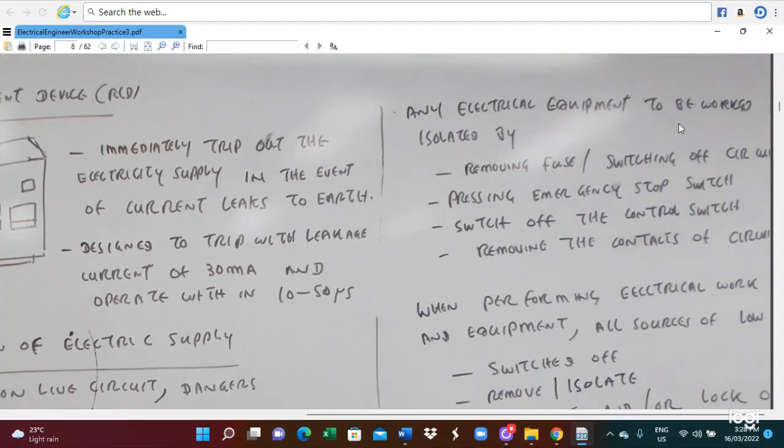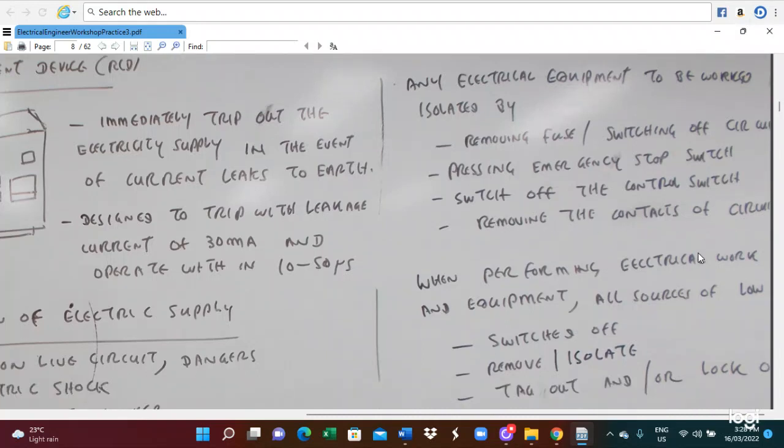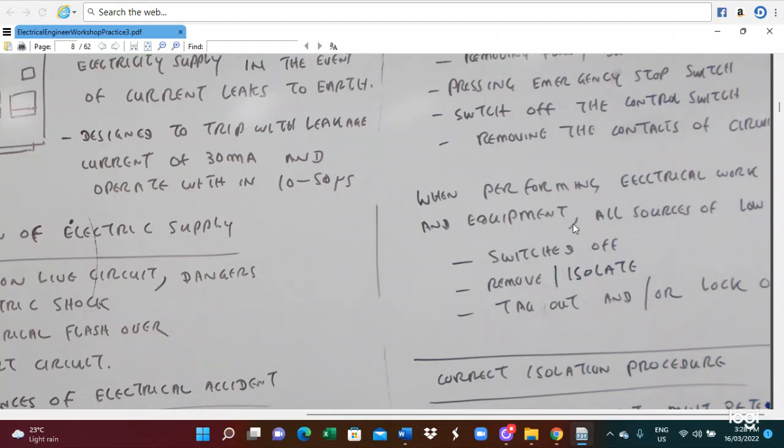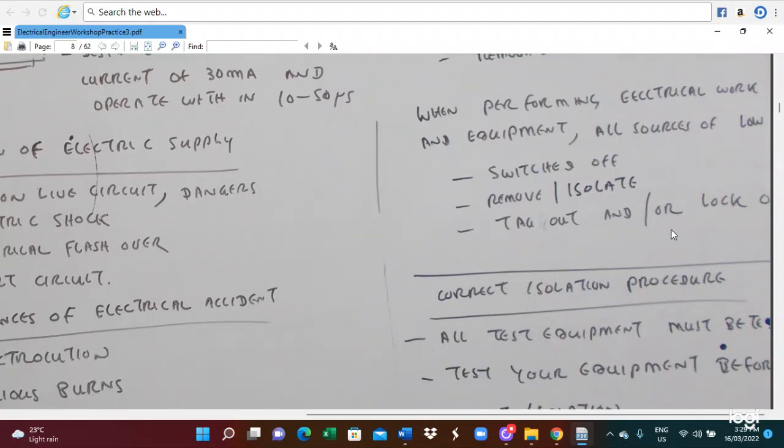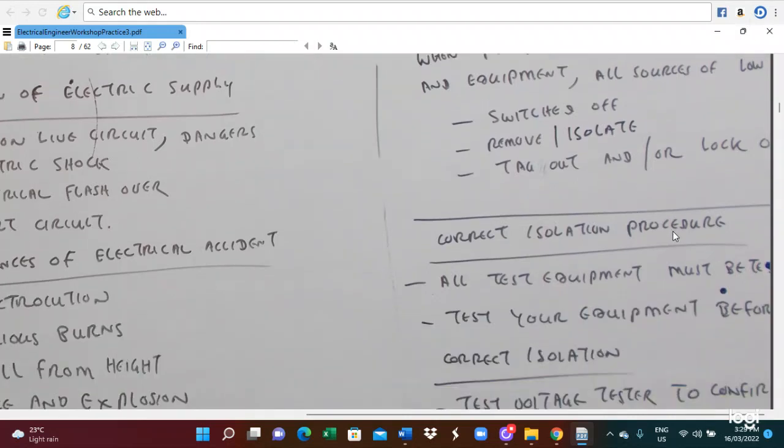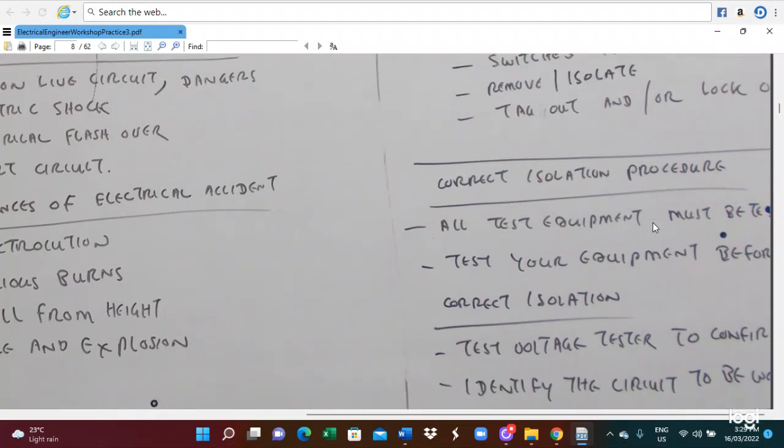And these are the electrical equipment to be worked on. We have to isolate by removing the fuse, switching off the circuit, pressing the emergency stop switch, switching off the control switch, and removing the contact circuit. This is the way to remove it. Now, when performing electrical work on equipment, switching off is important, and also the isolate and tag-out procedure. After you disconnect the supply on the main circuit, you have to lock it, and also hang the tag; the signature is important.